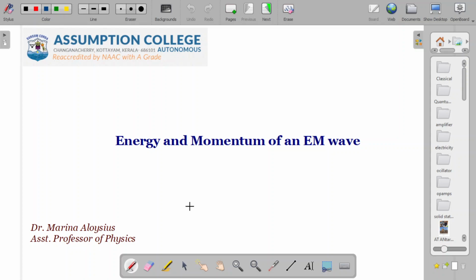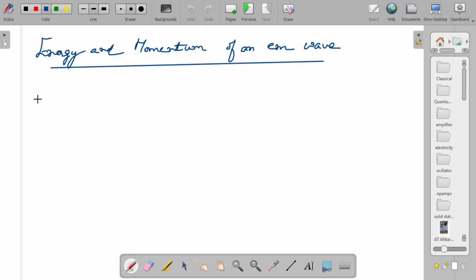Hello students, today in this lecture session we are going to discuss more about the energy and momentum of an electromagnetic wave. First, we shall write the electric field as E equal to E0 cos(kz minus omega t plus delta). Now you are all familiar with all these terms, but I'll just briefly go through this.